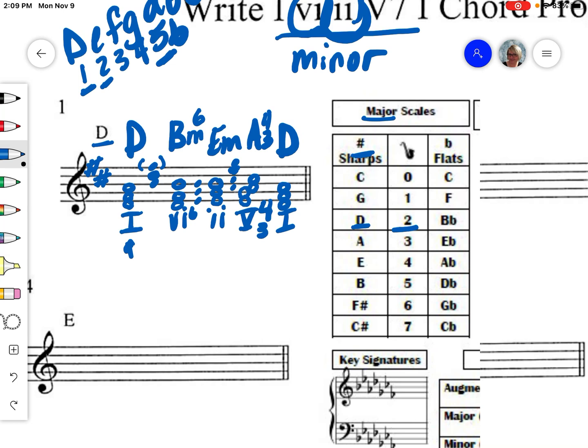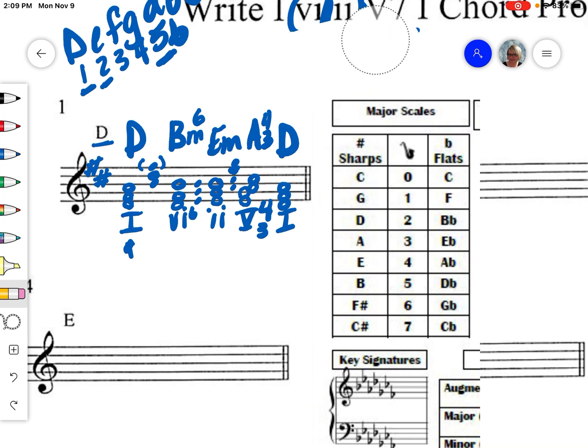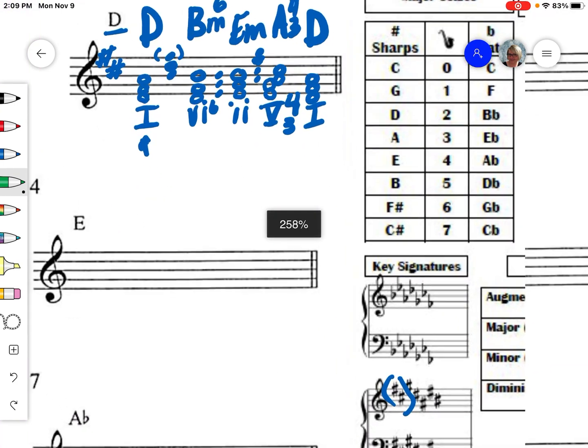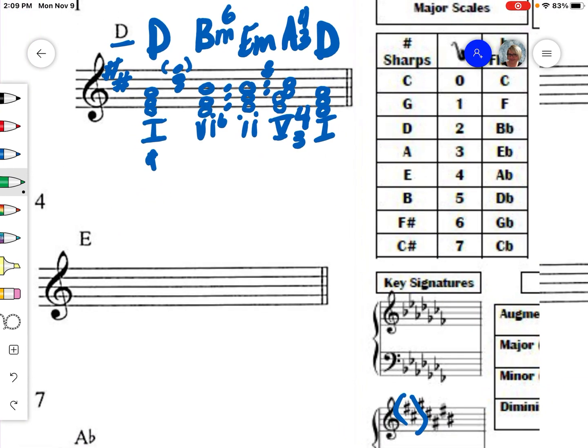Okay, I'll do the next one as well as an example. I'll even do it in a different color here. Let's do this one. It's E major. So E major has 4 sharps. And again, I copy the 4 sharps from the key signature chart. And then I write my 162571 Roman numerals.